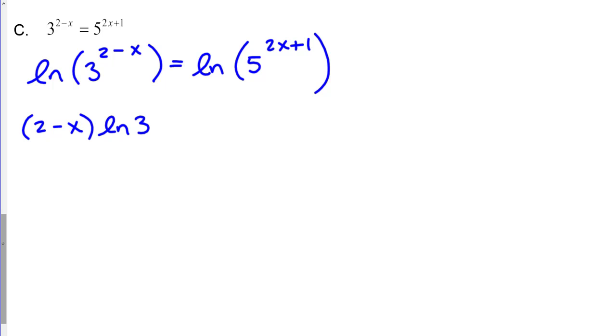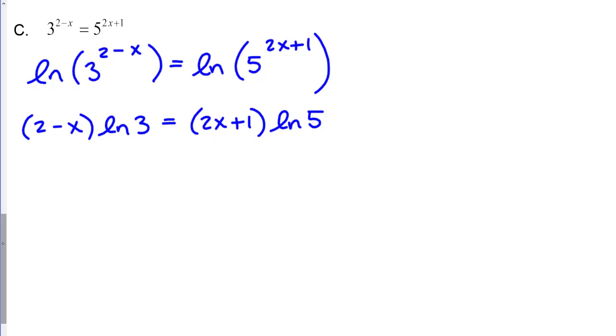But notice it's the quantity 2 minus x, which is kind of where the lengthy algebra is going to come in. Again, over here, same thing. I have the quantity 2x plus 1 times the natural log of 5. Now, at this point, it really is a linear equation, and so you're just solving a basic linear equation. It just looks more complex because the logarithm's involved.